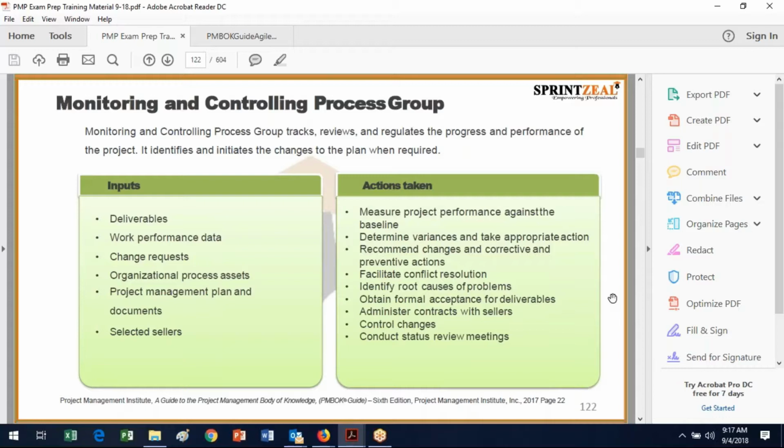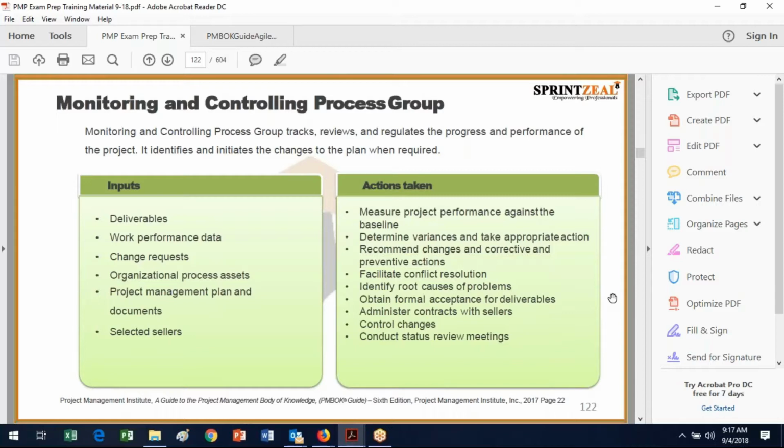And then, again, the actions taken in the monitoring and controlling process group are those that you want to emphasize in your application, measuring against the performance baseline. So that's why you set up baselines, so that you can measure against them. Again, look at the variances and recommend changes and corrective actions, resolve conflicts, identify the root cause of problems.